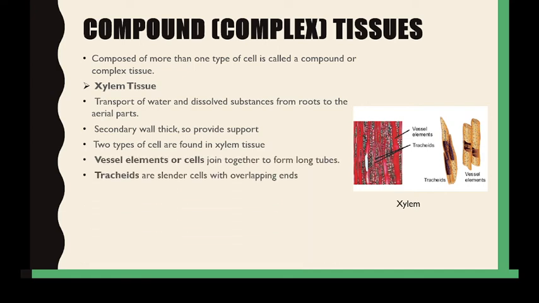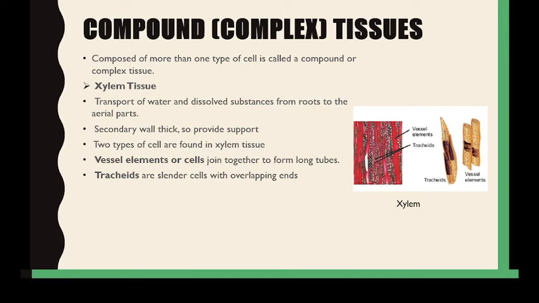There are two types of cells in xylem tissues, vessel elements and cells. You can see in the diagram that vessel elements or cells join with each other to form long tubes, end to end connections. They are known as vessel elements.